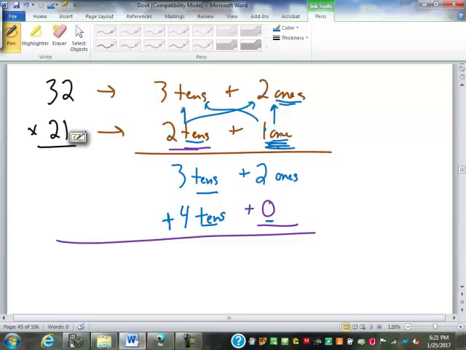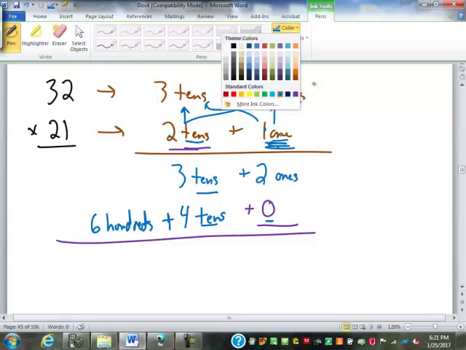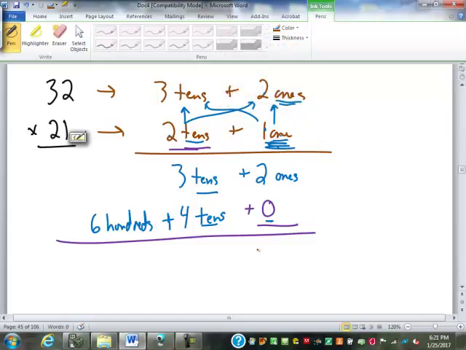Then we have to do the 2 tens times 3 tens. 2 times 3 is 6. 10s times 10s is hundreds. And now we can combine digits that are the same. We got 2 and 0. 3 and 4 is 7 tens and 6 hundreds. So 672.